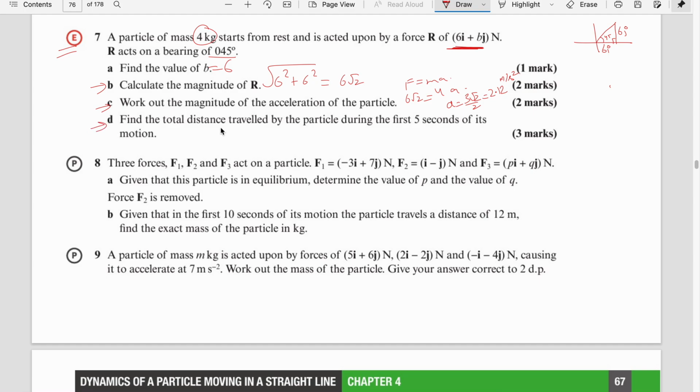D part says find the total distance traveled by the particle during the first 5 seconds of its motion. So it started at rest. So we have the time and we need to find the distance. So s equals ut plus half at square. Initial velocity is 0, time is 5 seconds, plus 1 by 2, acceleration is 2.12, time again is 5 squared. So 0.5 into 2.12 into 5 square is 25. Distance covered is 26.5 meters.